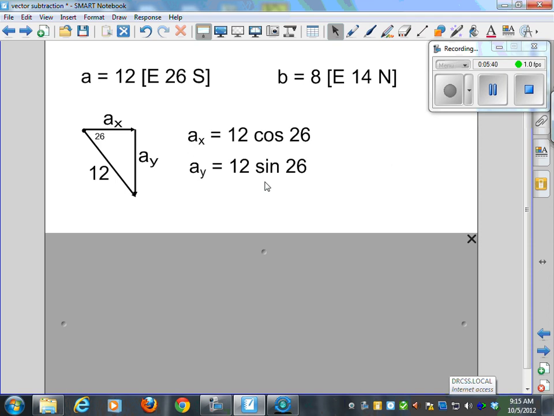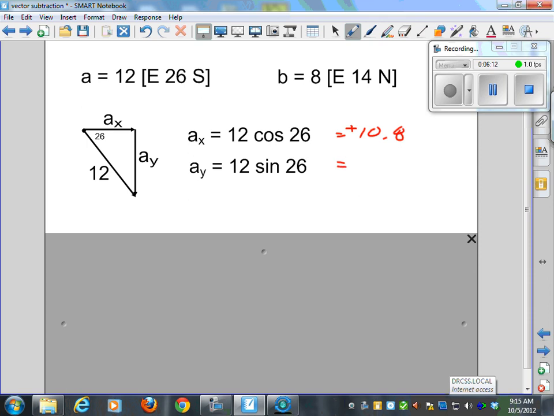12 cos 26. 10.8. Riley, I'm going to ask you if it's going to be positive or negative, knowing that to the right is positive and to the left is negative. AX. To the right or is it to the left? So therefore it's positive. Now, do you have to put the positive sign in there? Not really. Would it help? Maybe. Tough to say. Probably different for different people.